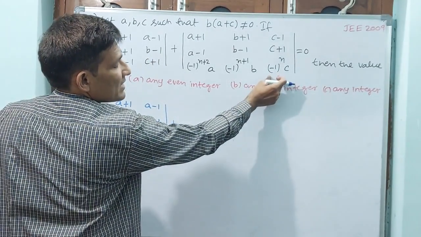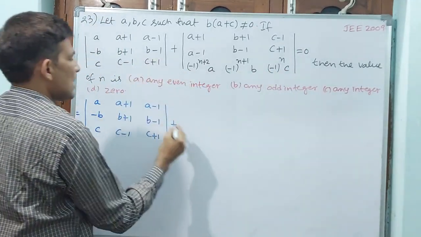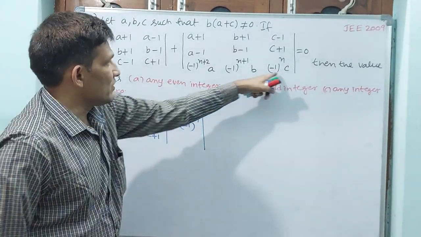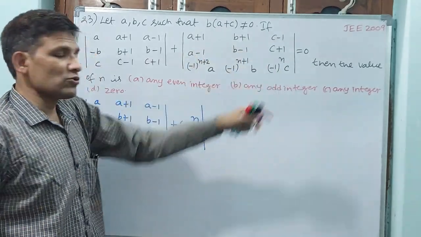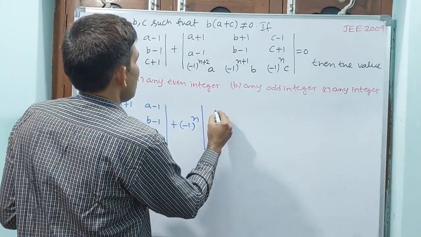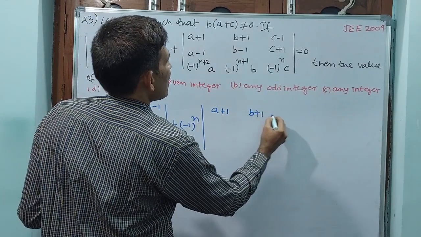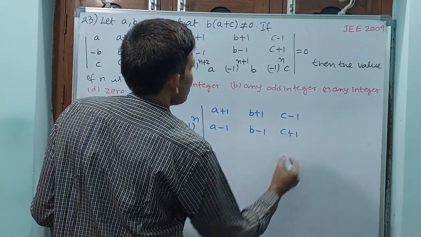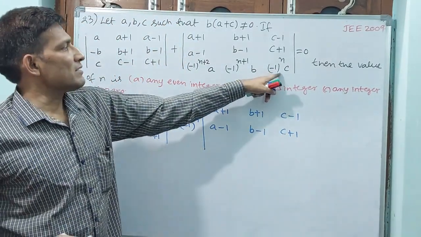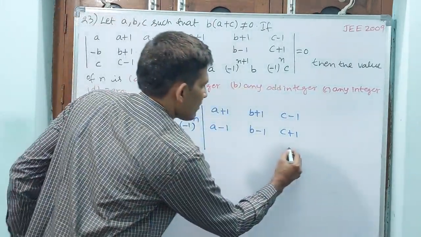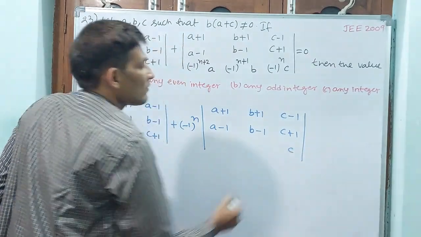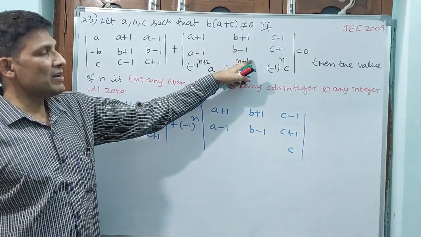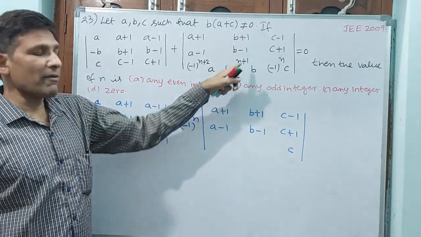Okay, now you see, minus 1 power n from this row, I am taking common. You see, minus 1 power n I have taken common. See, from this row only I have taken common. That means these first two rows are same. Write down first two rows: A plus 1, B plus 1, C minus 1, A minus 1, B minus 1, C plus 1. Now see, minus 1 power n you have already taken, means here only C will be there. Okay, write down C. Minus 1 power n you have taken means minus 1 power 1 will be there. Minus 1 power 1 means minus.